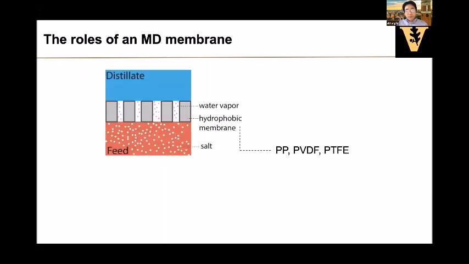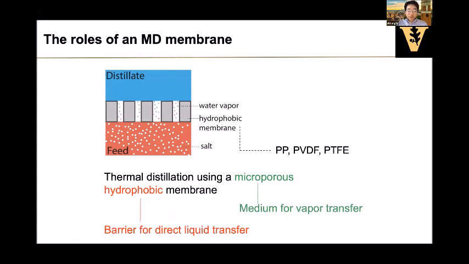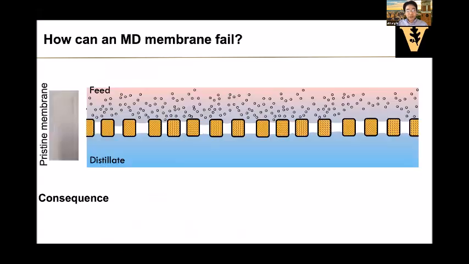Now, let's very briefly review what this membrane serves. Membrane distillation, by definition, is thermal distillation using a microporous and hydrophobic membrane. It has to be microporous because the membrane serves as a medium for vapor transfer, and it has to be hydrophobic because the membrane also serves as a barrier for direct liquid transfer. So these are the two major functions the membrane serves.